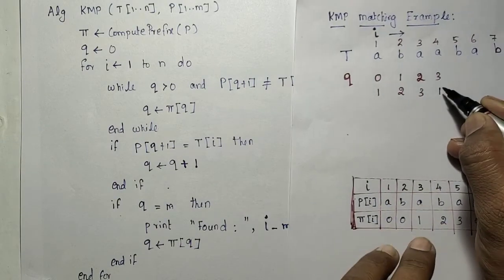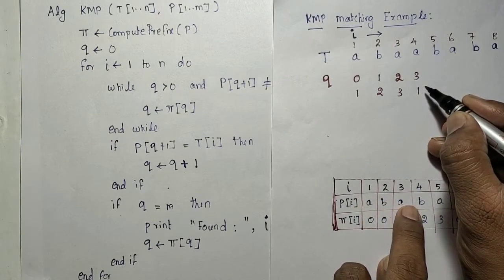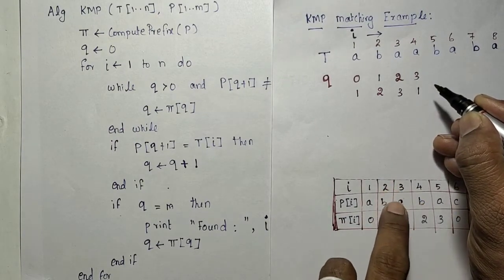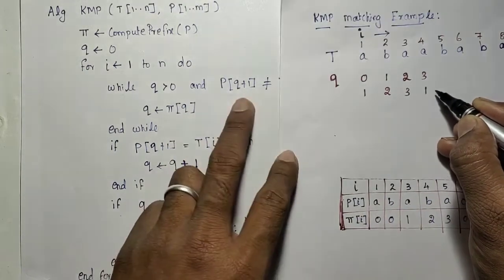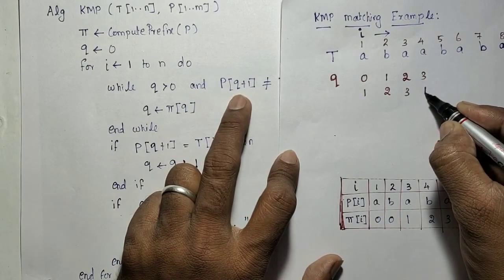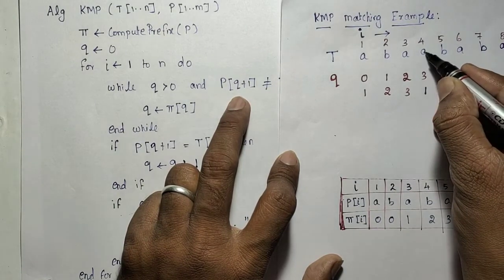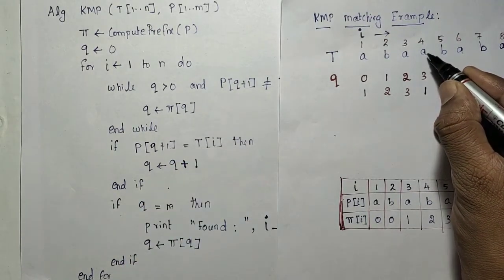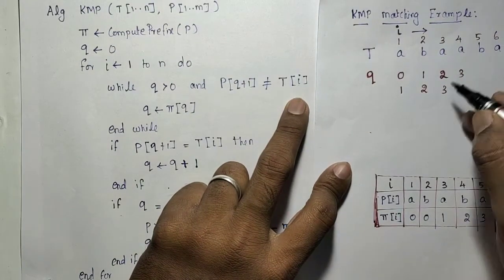Still next, for the a b a, the longest, from the last one character is matching. So the next character, like that, pi of q, p of q plus 1. Now q value is 1. P of 2 is b. B is compared with a. So b is compared with the same a. So still both are not equal.